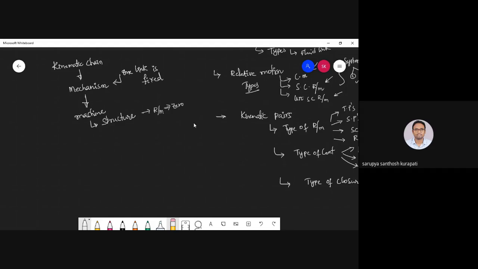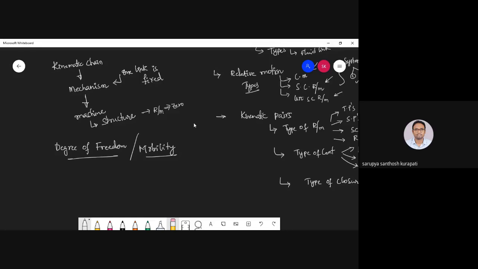So we have discussed these small definitions, and then we went on to discuss the important topic, that is degree of freedom, or it is also called the mobility of a mechanism. It is the minimum number of independent variables required to define the position or motion of a system or body. So again, I'm repeating, it is the minimum number of independent variables required to define the position or motion of a system. So this is degree of freedom.